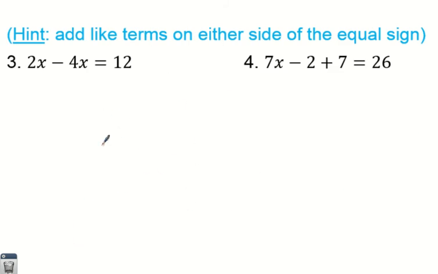Okay, slightly different kinds of examples, just throwing different things at you here. How would we deal with 2x minus 4x equals 12? How are we going to solve for x? In other words, get x by itself. When you see x appear twice, like here's an x, here's an x, basically what you want to do is get the x terms together so that they combine, but they have to be on the same side.